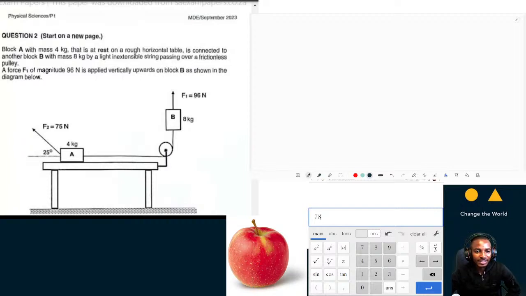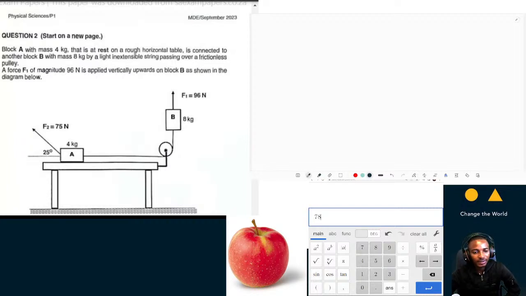So this object is resting on a rough horizontal table. That means it will experience a frictional force, a kinetic frictional force when it is moving. But since it is at rest currently, it is experiencing static friction.